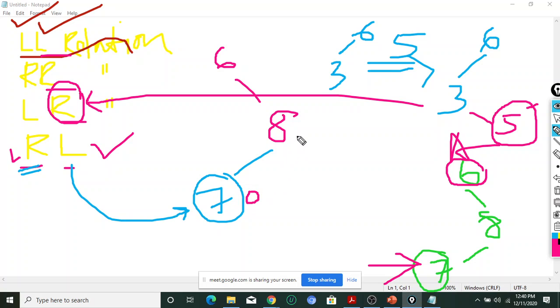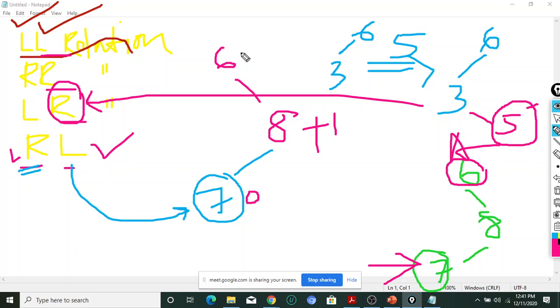This one, minus 1. This is the left subtree. Sorry, plus 1. And this one, minus 1. No left subtree is present.